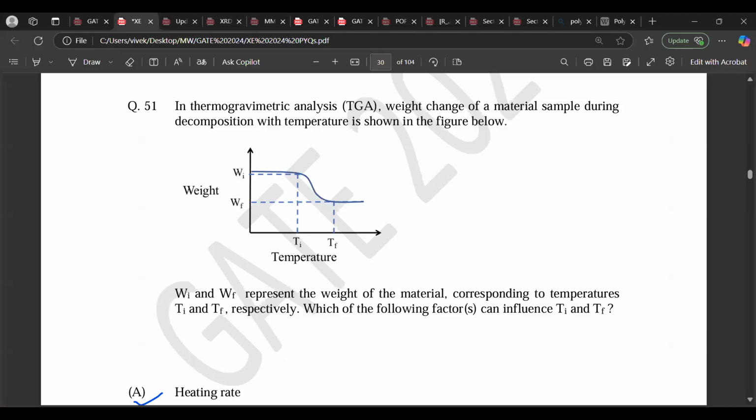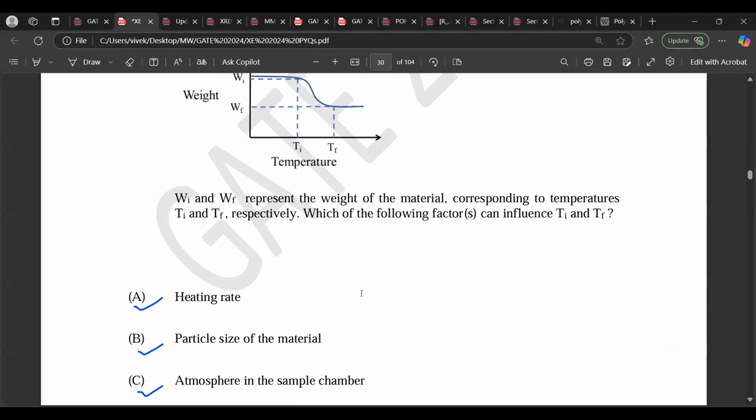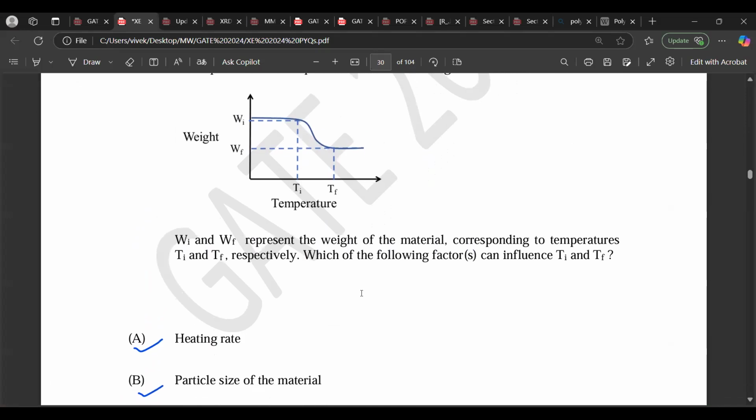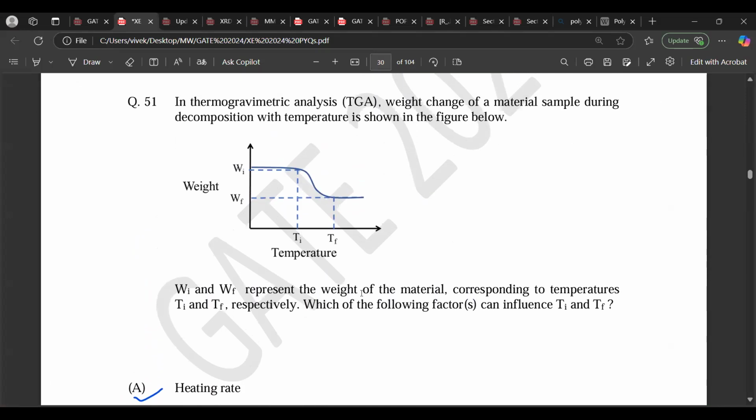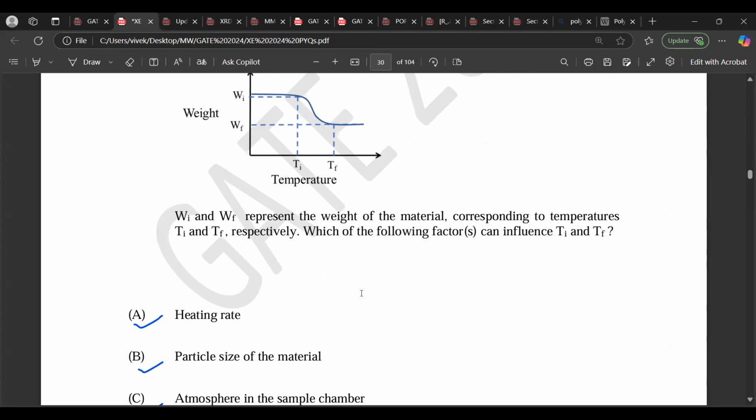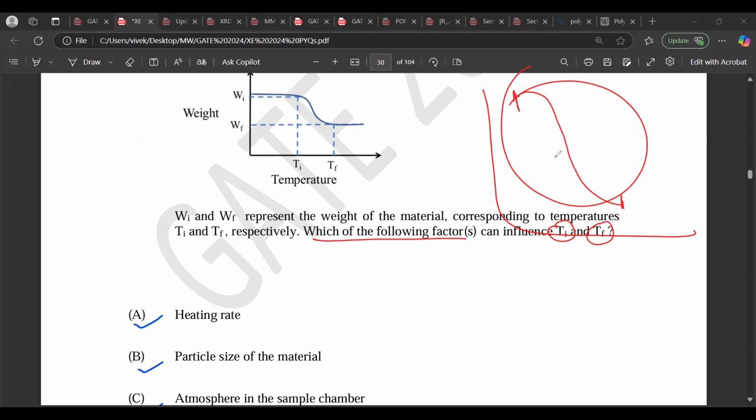Okay, so heating rate. It's asking which factor will influence Ti and Tf. That means start and final. So start and final is nothing but your whole curve, right? It means it is going to affect your curve. It's very simple. Heating rate is going to affect your curve, and particle size is going to affect the curve, and our atmosphere is going to affect the curve, right?